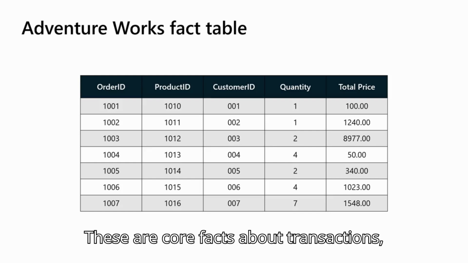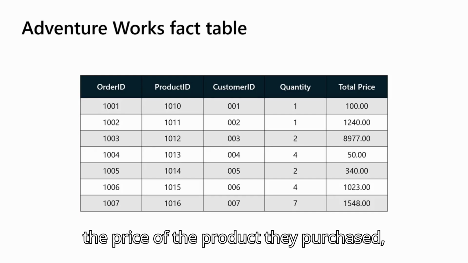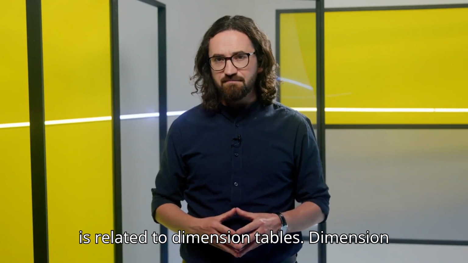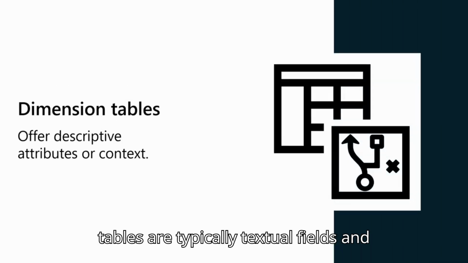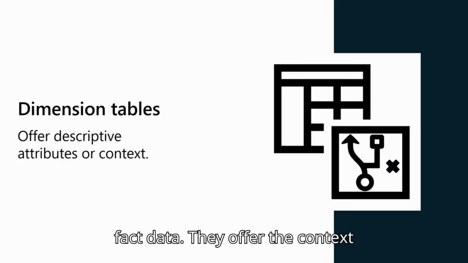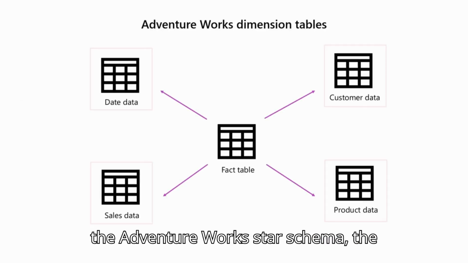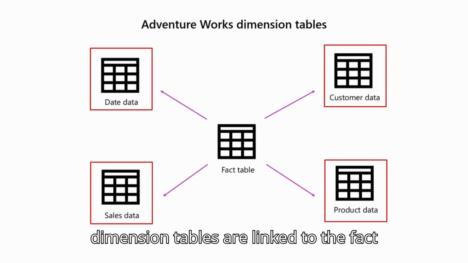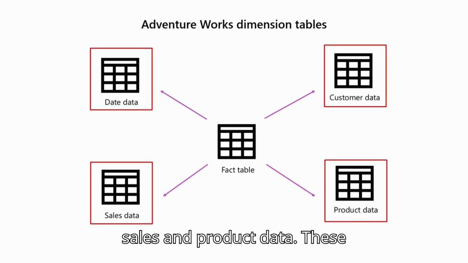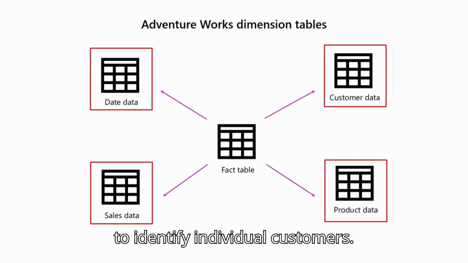These are core facts about transactions, like the customer who made the purchase, the price of the product they purchased, and so on. And this fact table is related to dimension tables. Dimension tables are typically textual fields and provide descriptive attributes related to fact data. They offer the context surrounding a business process event. In the AdventureWorks star schema, the dimension tables are linked to the fact table and include date, customer, sales, and product data. These are descriptive details that can be used to identify individual customers.